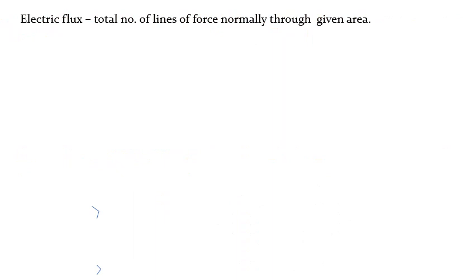Electric flux. See, what is this electric flux? This is nothing but the total number of electric lines of force per unit area through the given area. How many electric lines of force are passing? This is given by this electric flux. How to find out this electric flux? There must be some formula. Now let us discuss this.